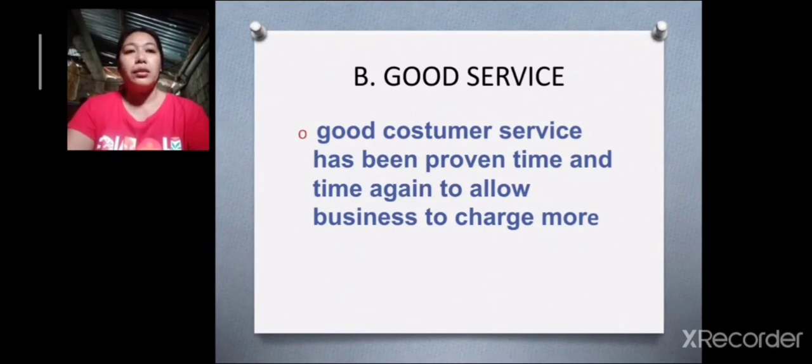Next one, good service. Good customer service has been proven time and time again to allow a business to charge more. Good service is important para balik-balikan ka ng iyong customer. Also, this will improve your business and make them happy to give payment.